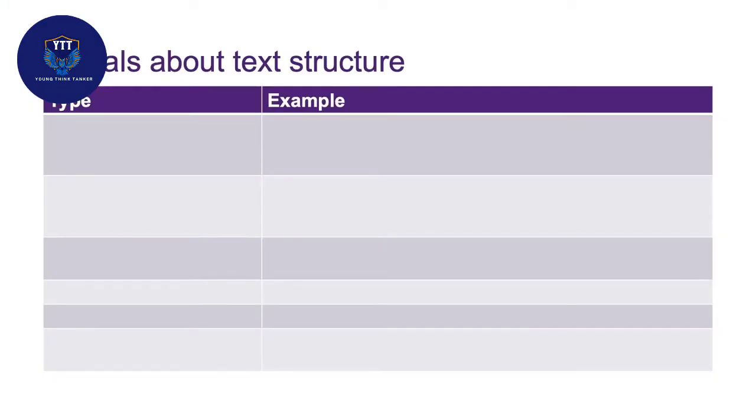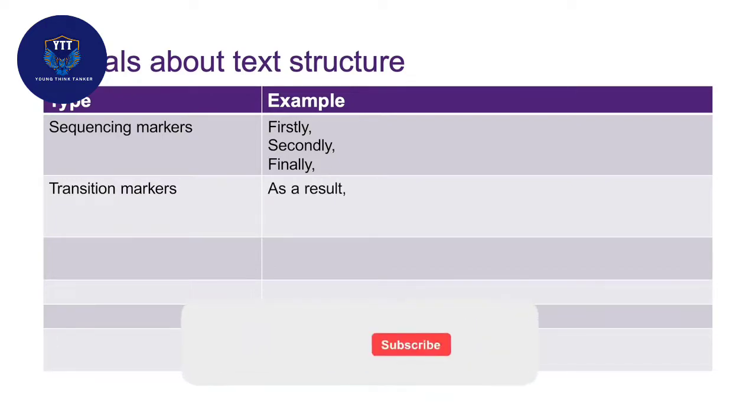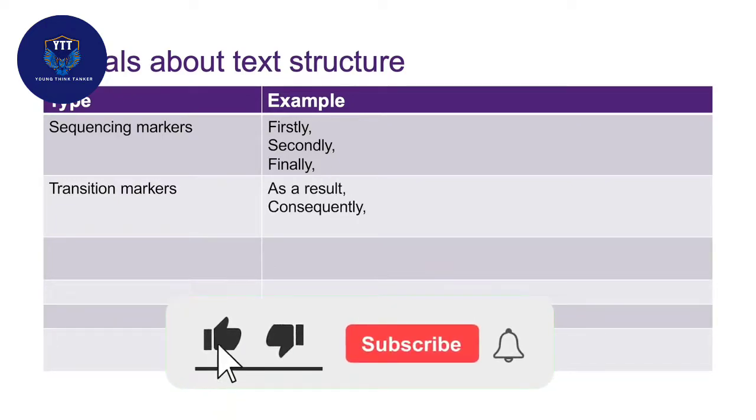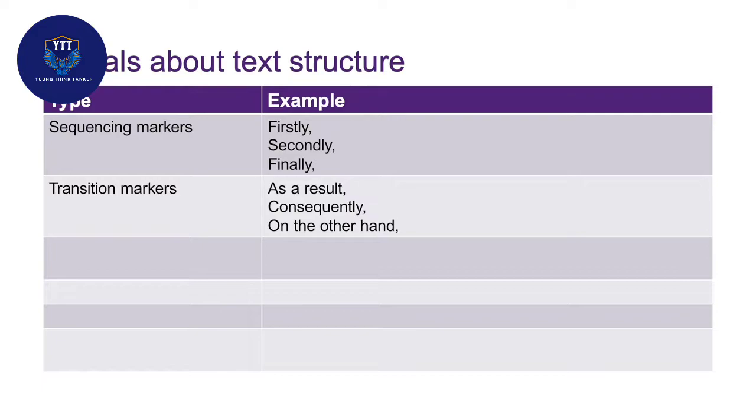When making a series of points or arguments, you may wish to use sequencing markers like firstly, secondly, and finally. You can also use transition markers like as a result, or consequently, or on the other hand, that you can use to jump from sentence to sentence, from point to point, or from paragraph to paragraph.